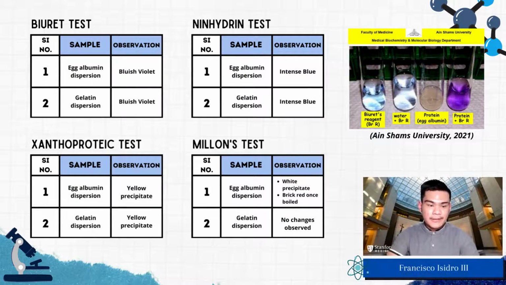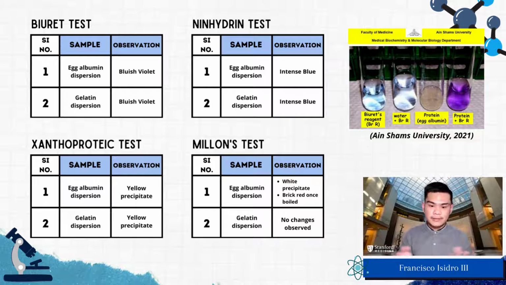Here is a summary of the results of the second simulation, the OLAB simulation, which utilized an egg albumin dispersion and a gelatin dispersion. For the Biuret test, both of them resulted in a bluish violet. For the Ninhydrin test, both of the samples resulted in an intense blue. While for the Xanthoproteic test naman, the two samples resulted in a yellow precipitate.